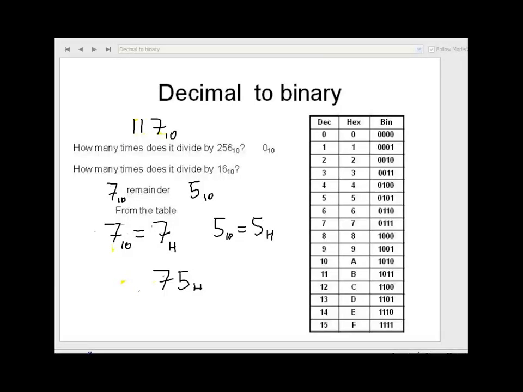Now I look that up on the table. Here's the 7 column. 7 is equivalent to 0111. 5 is equivalent to 0101. And it's all in base 2.